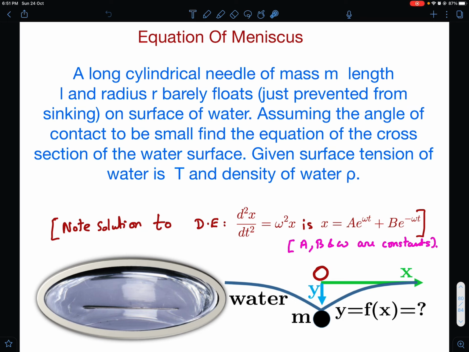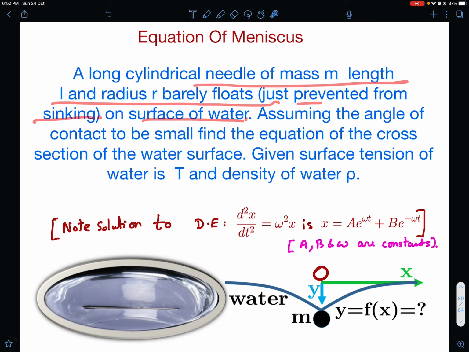So what's the question? A long cylindrical needle of mass m, length L and radius R barely floats, or is just prevented from sinking, on the surface of water. This is an important detail that I've put: it's completely inside water, and only a little bit of this part is visible, or just about to be invisible, and the surface is going like this. So you can assume that almost the entire thing is surrounded by water, barring just a single point at the top.